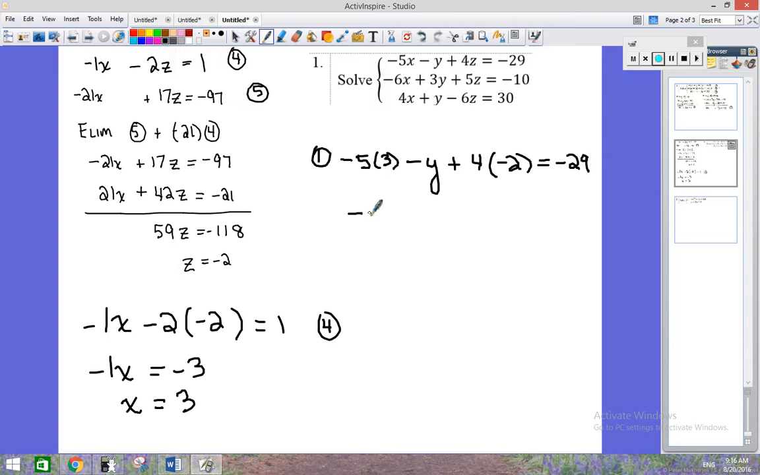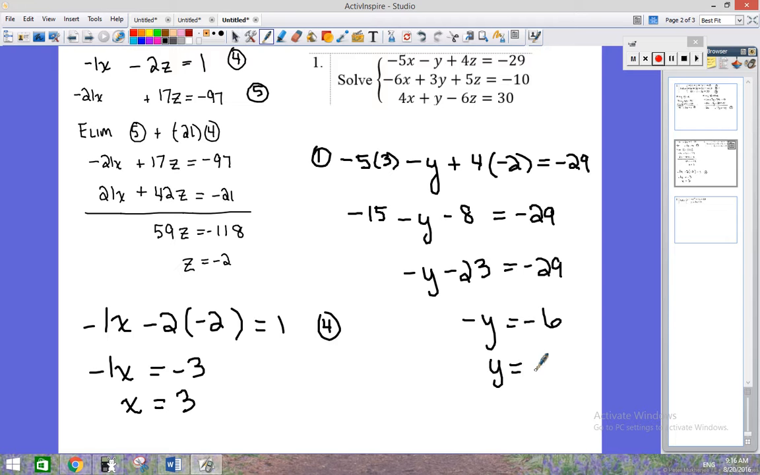Alright, so this guy is a negative 15. The negative 15 and a negative 8 is a negative 23. If I add that, I get a negative 6. So I'm getting that y is equal to 6. So my solution, my ordered triple, x was 3, y is 6, and we found z to be negative 2.